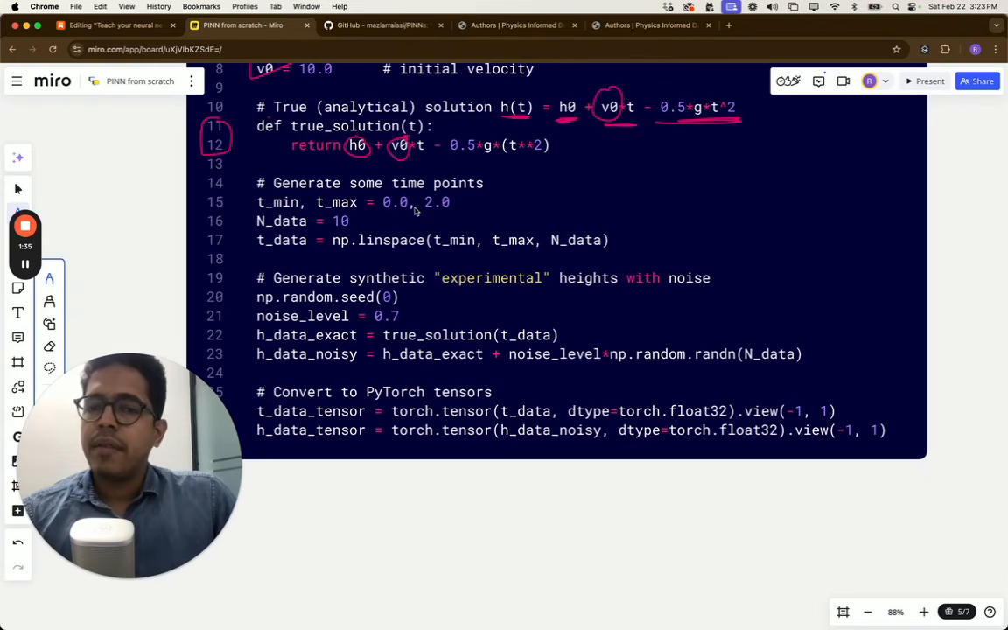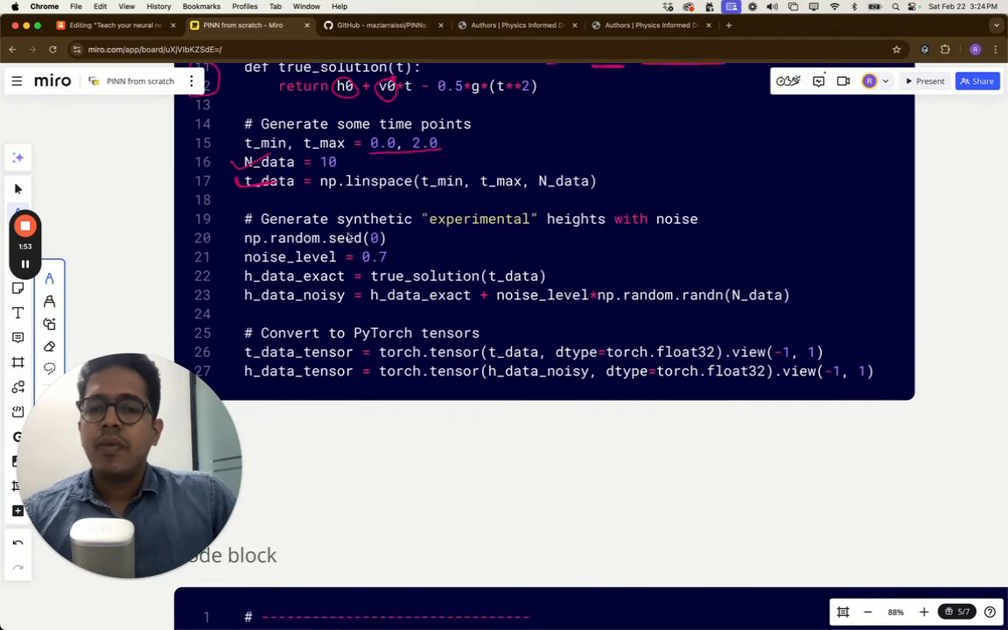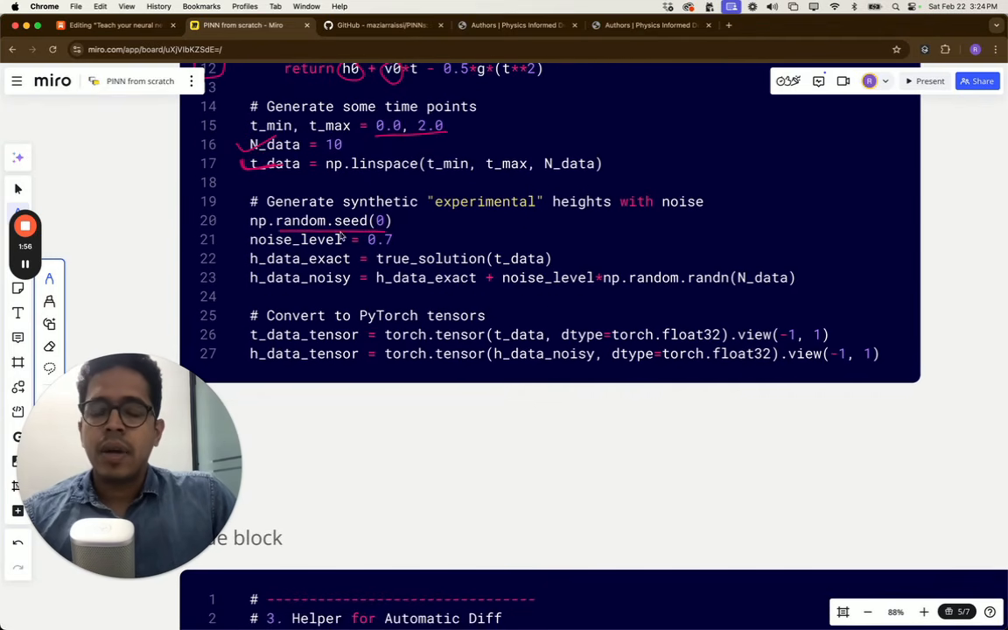Then we are going to generate data points from time t equal to 0 to t equal to 2, and we need 10 data points. So the number of data points is 10. We create a grid of time data points, where you have 10 data points spread between 0 seconds and 2 seconds. That is this linspace. Now we have a random seed to have a repeatable neural network output, because the neural network is initialized with random weights. But when you have a seed, as long as the seed is the same, you get repeatable output.